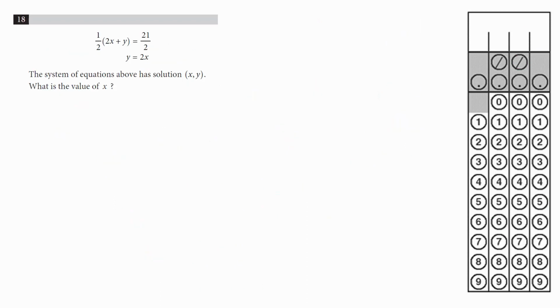Number 18. The system of equations above has a solution of x comma y. What is the value of x? So I get 1/2 times 2x plus y equals 21 over 2. That's my first equation. And I also have y equals 2x. Since the second equation already has y isolated, I'm going to use this portion and substitute it into the first one. So I'm going to rewrite it. 1 over 2, 2x plus y equals 21 over 2. So since y equals 2x, I'm going to take that value and plug it right in.